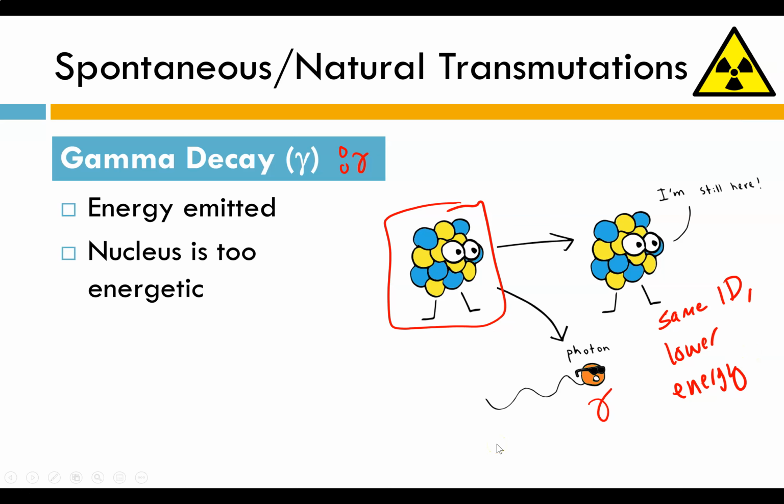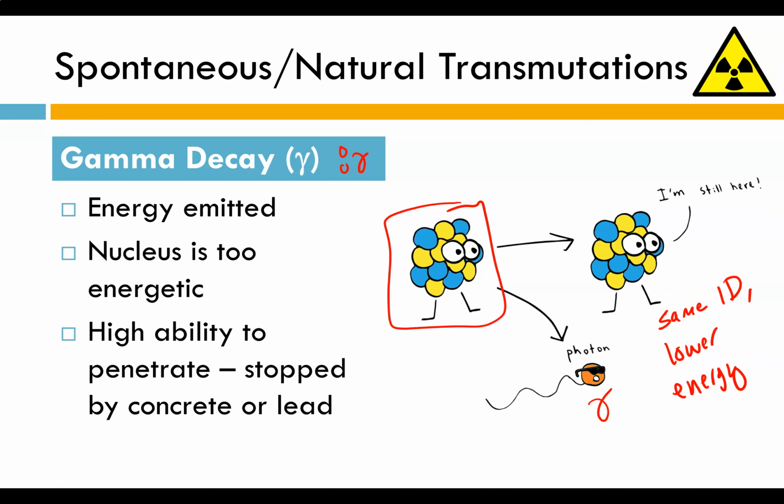This occurs when the nucleus is too energetic, and a lot of times gamma decay will accompany another form of decay. Gamma decay has a very high ability to penetrate. It's got no mass and no charge, so it's just energy, and it can only be stopped by something like concrete or lead. You need a very dense material to protect yourself from gamma radiation.